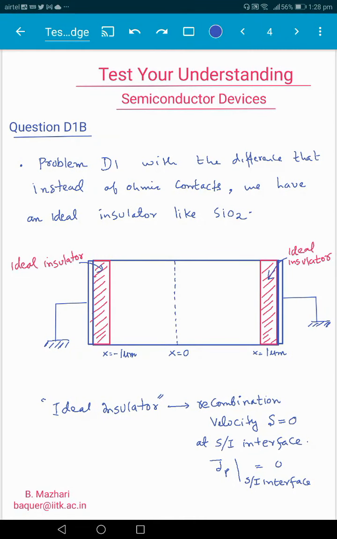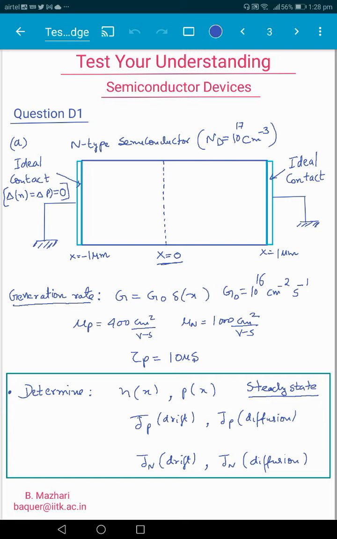Okay, so earlier we had discussed this particular problem, question number D1, where we had an N-type semiconductor and carrier generation in the middle, and we had asked that electron density, hole density, and the drift and diffusion currents due to electrons and holes be determined.